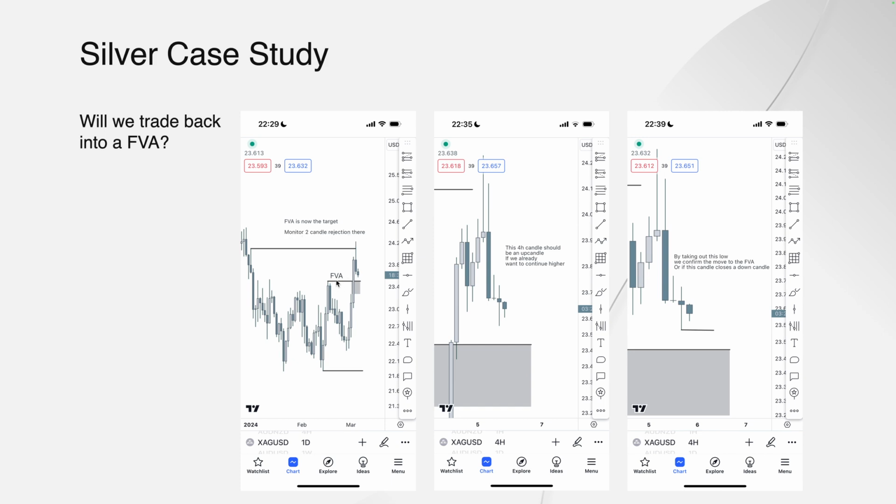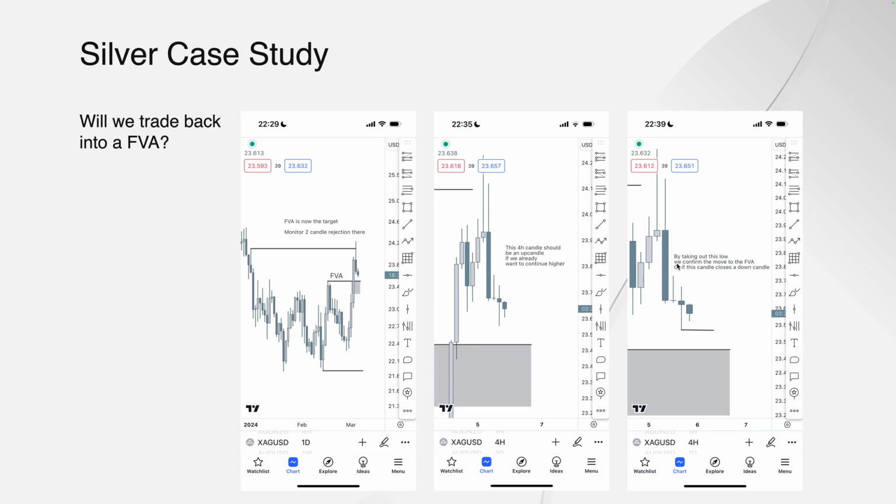Where we can see the fair value area right there, we have a fair value gap as well, a little bit higher. And we have that swing high that we just came above, which we are currently respecting, like we're seeing. After that, I mentioned this 4-hour candle here, this 4-hour candle that is currently in the making, that most recent one, should be an up candle if we want to already continue higher. If that does not happen, and if it's a down candle, or we take out that low right there, then we will guaranteed trade back into the fair value area.